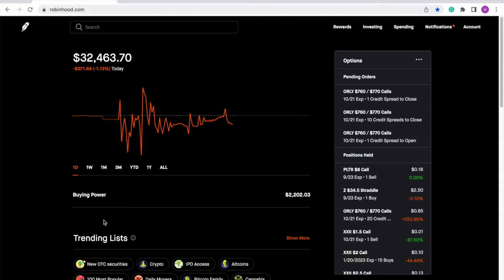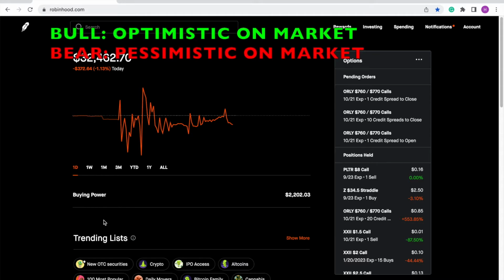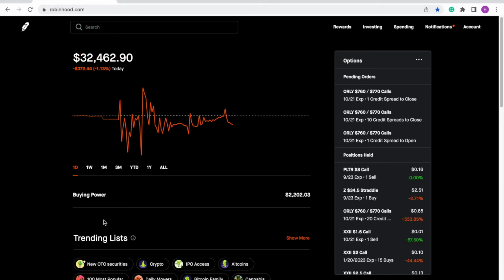When you buy a call, you are betting that the market is going to go up. You are what they call being bullish. Bullish as in a bull, you're going up. If you buy a put, it is because you are bearish and you are betting that the stock you are buying the put option for is going to decline.